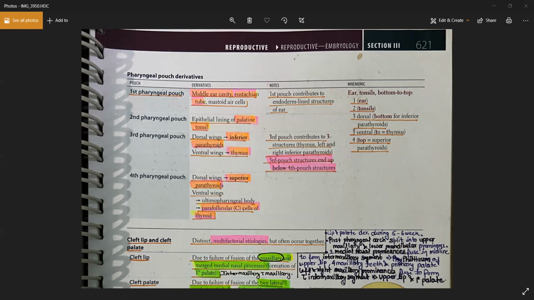So that's about these pouches. Any more doubt, please ask.